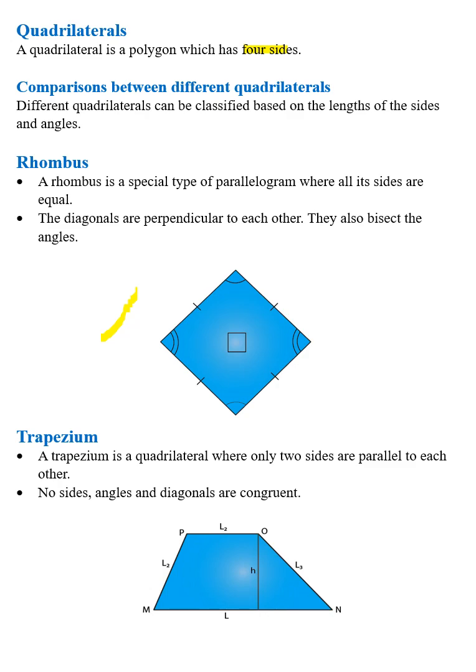Next is the trapezium. So this is a figure for a trapezium. A trapezium is a quadrilateral where only two sides are parallel to each other. No sides, angles and diagonals are concurrent.